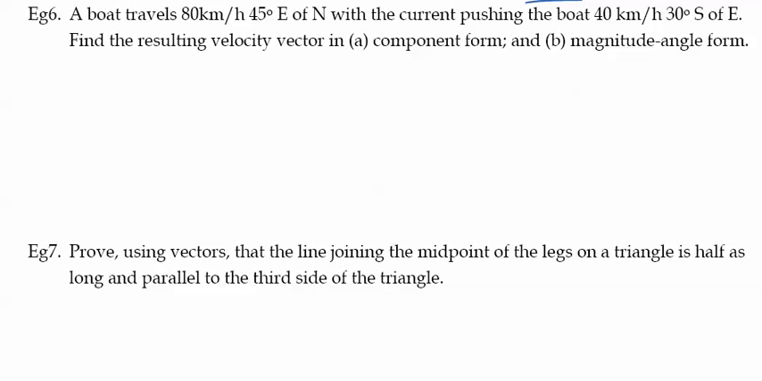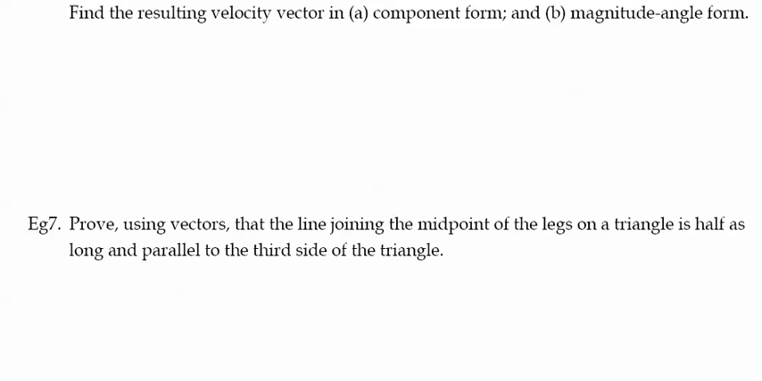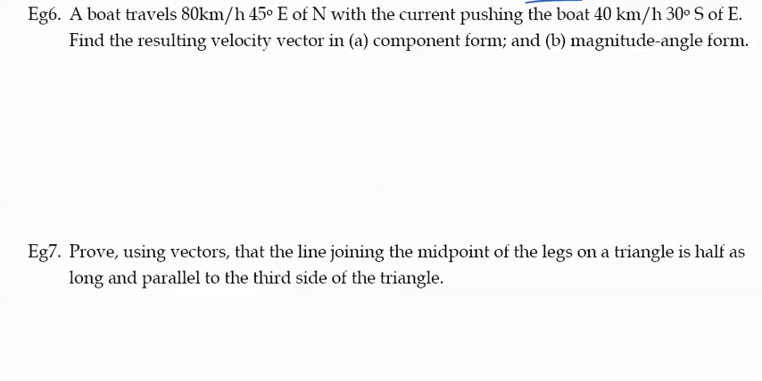We can also use vectors to solve word problems and prove math properties. In example number 6, a boat travels 80 km per hour, 45 degrees east of north, with the current pushing the boat 40 km per hour, 30 degrees south of east. Find the resulting vector in component form and in magnitude angle form.